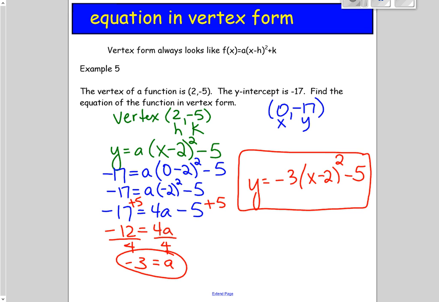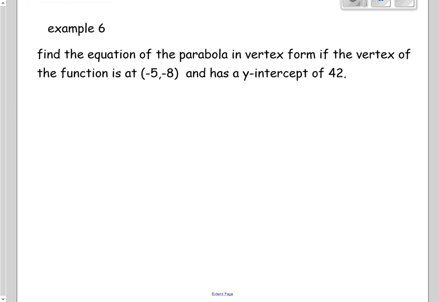Okay, I think one more question. Find the equation of the parabola in vertex form if the vertex of the function is at negative 5, negative 8, and has a y-intercept of 42. Okay. So a bracket x. So I'm going to take this negative 5, put it back inside my bracket. It's going to become a positive 5 squared and then minus 8.